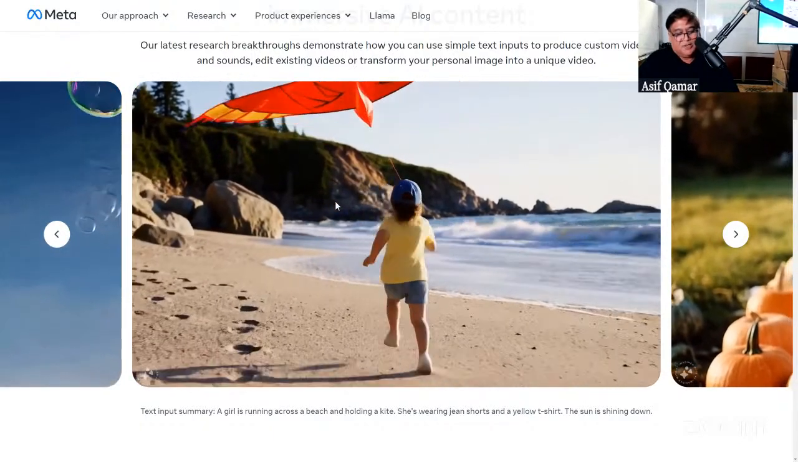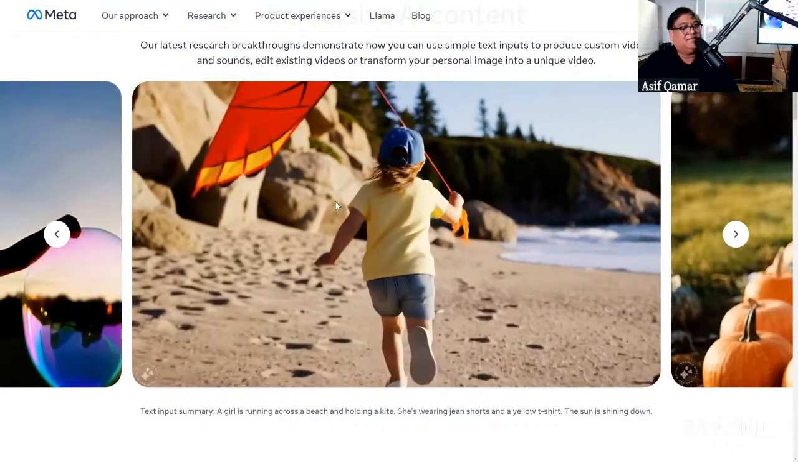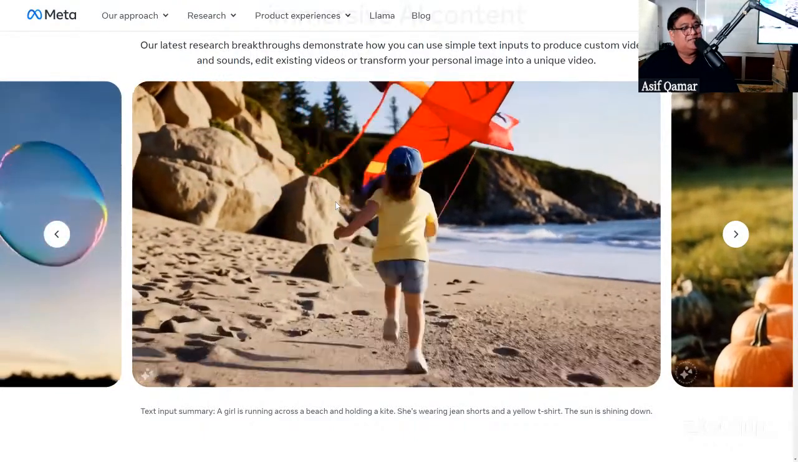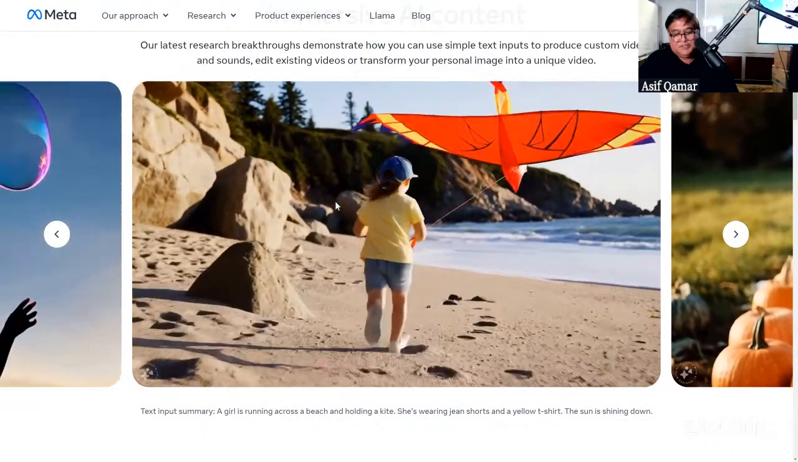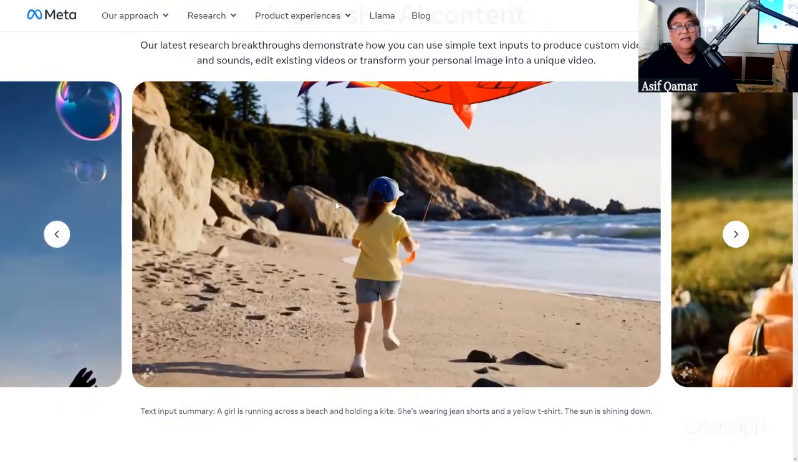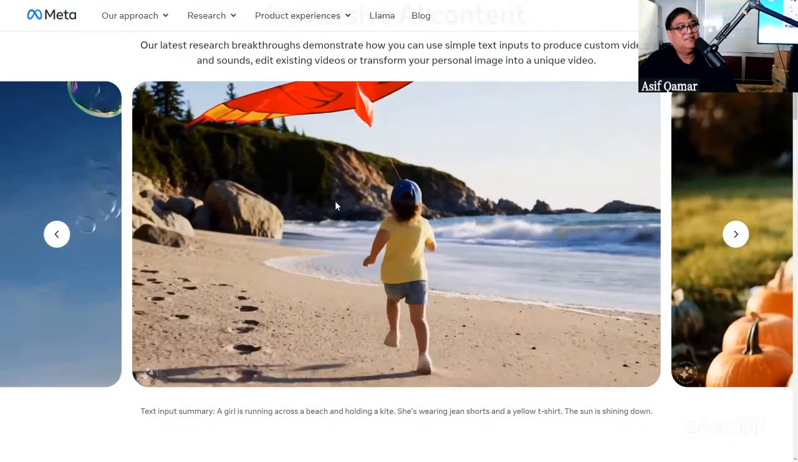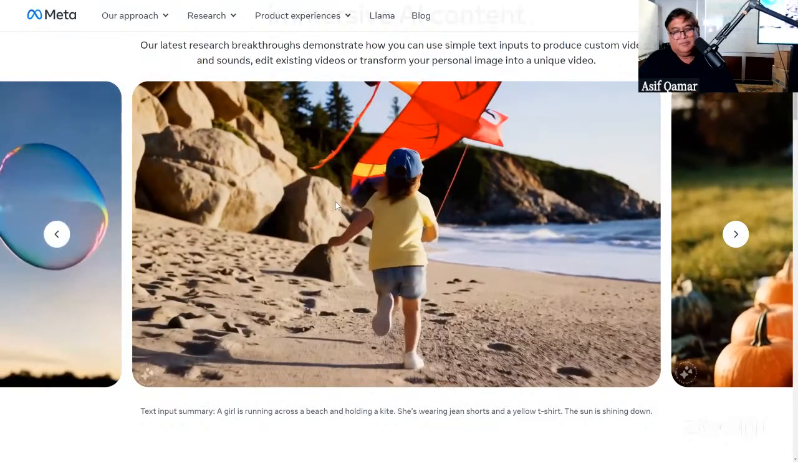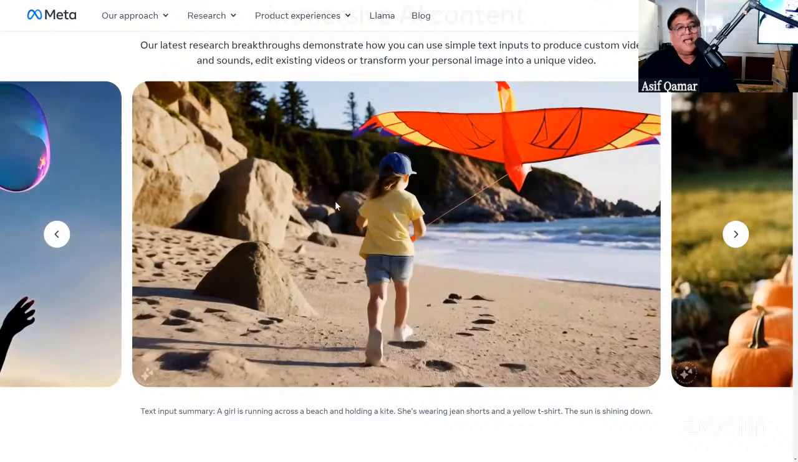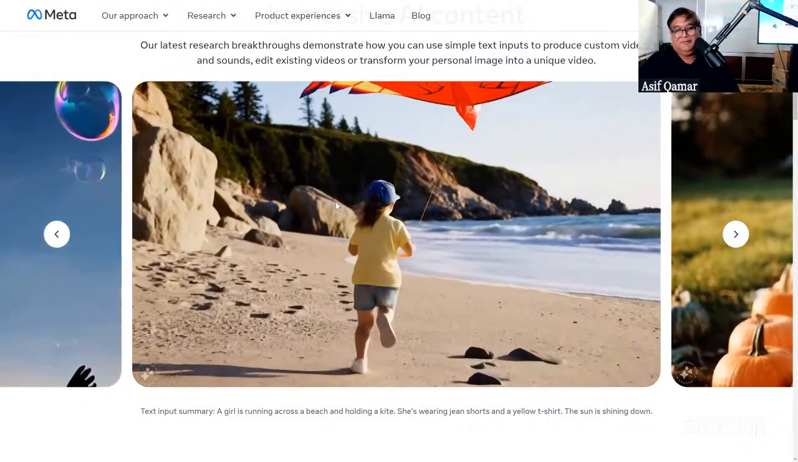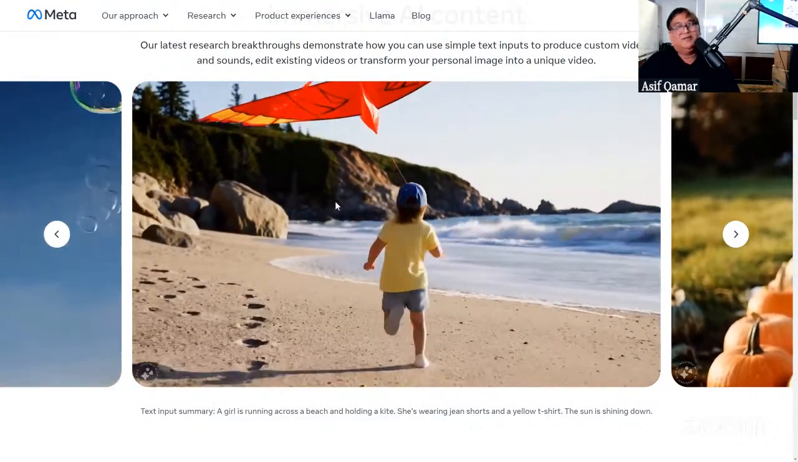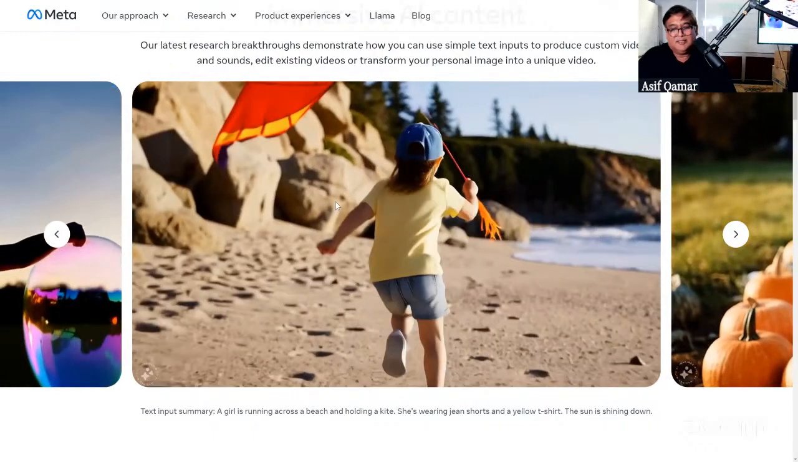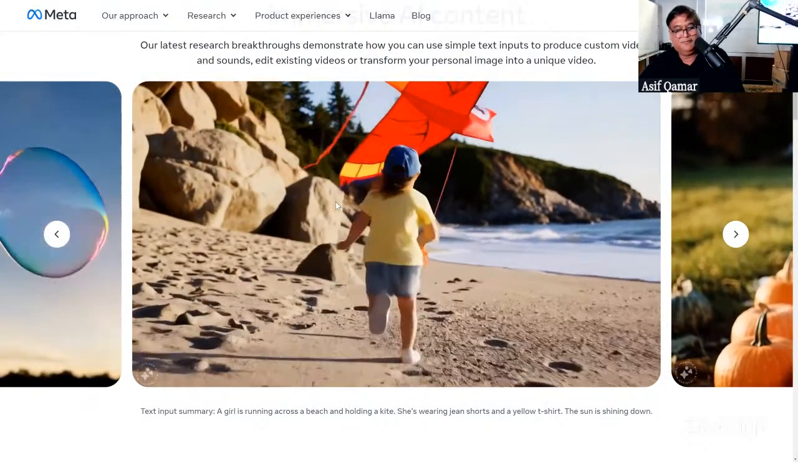Observe that the shadow cast by the child is correct. Observe also that her shoes are leaving footprints in the sand properly, isn't it? Observe that there is a breeze that is making the kite actually fly and flutter. The wings are fluttering, isn't it? This is a very high degree of photorealism.